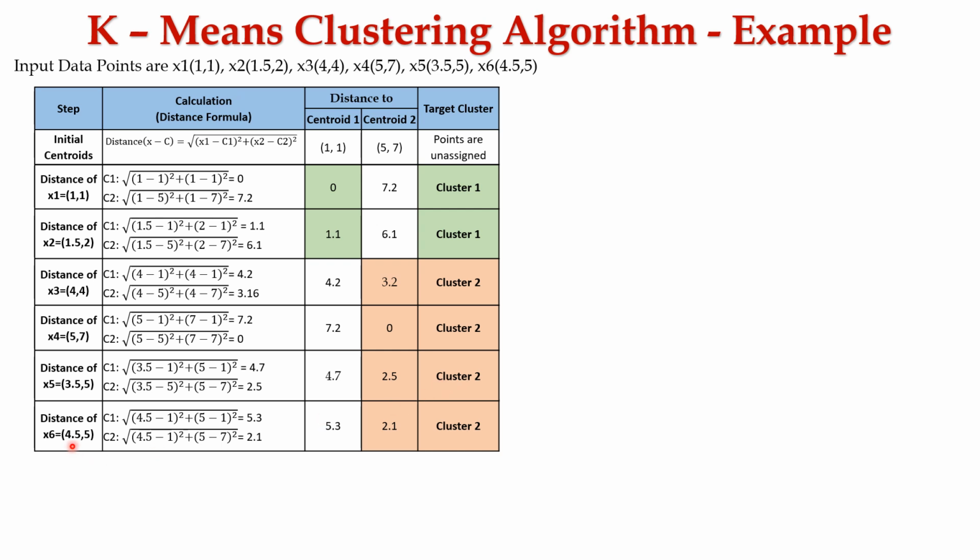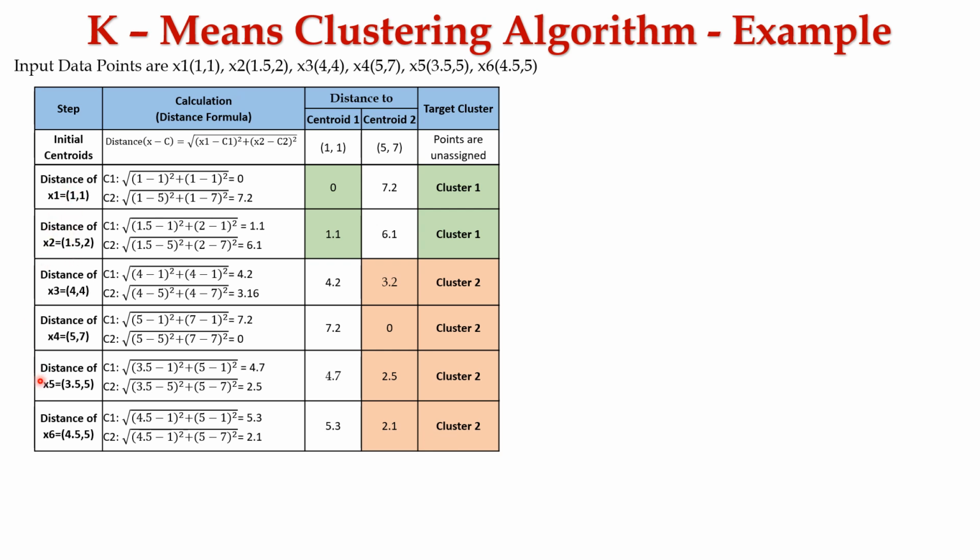Similarly, we have found the distance between the data point x6 and the centroid 1 as 5.3 and the distance between the data point x6 and centroid 2 is 2.1. So the minimum distance is for centroid 2. So we can assign the data point x6 to cluster 2.